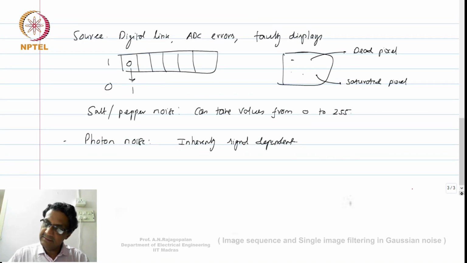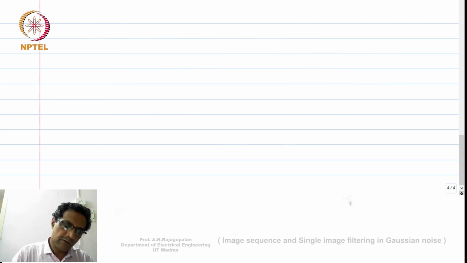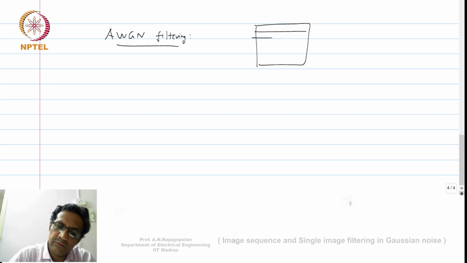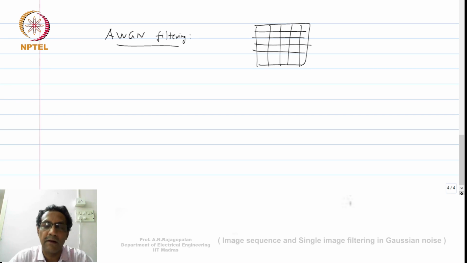Now, having said that, let's first look at what we mean by AWGN filtering. As we all know, what we would typically like to do is, somebody gives me an image, which is just one image, and I would like to do some kind of filtering. You would have already seen that people use what is called a uniformly weighted filter, or mean averaging, wherein you simply average all these intensities.